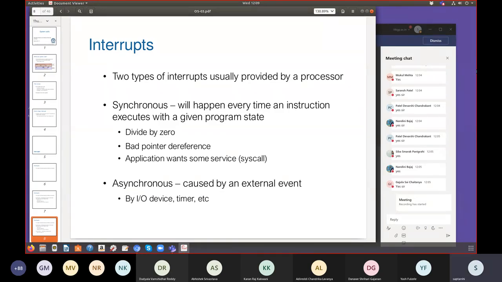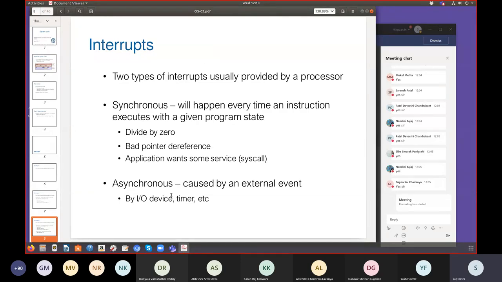Maybe an IO device has to signal the CPU when an IO process is done. Maybe an IO process was started by the CPU. Then the device must inform the CPU that yes, now this IO operation is completed. So then that IO device can raise an interrupt. The distinction is that the synchronous interrupts happen as a result of some event happening inside the CPU, and the asynchronous interrupts happen due to some external event. So the CPU has no way of knowing when that asynchronous interrupt will come.